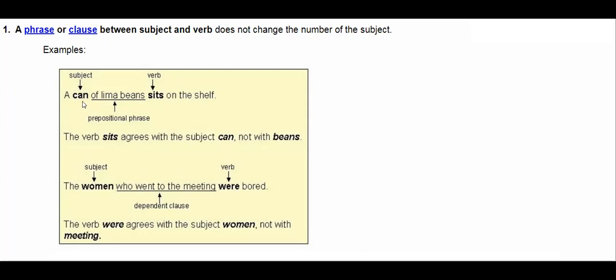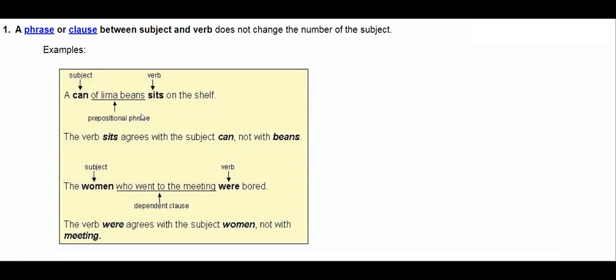What kind of can is it? It is the one of lima beans. Lima beans are kind of like the kidney beans we eat, or red valley beans that we eat normally in our home. Lima beans are the Mexican version of the red beans that we eat. A can of beans sits on the shelf.